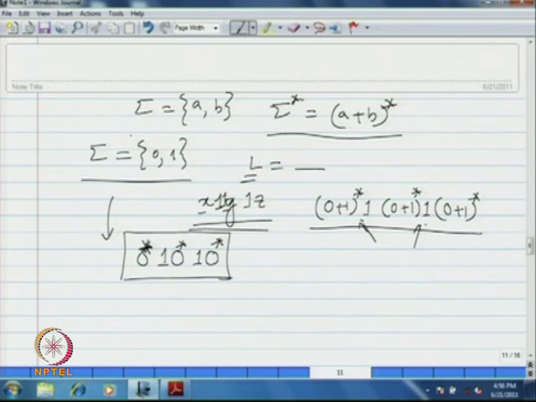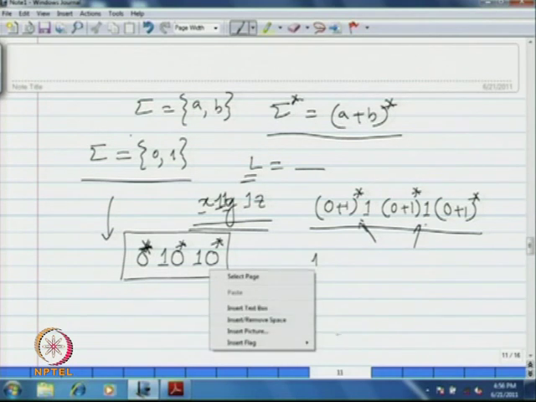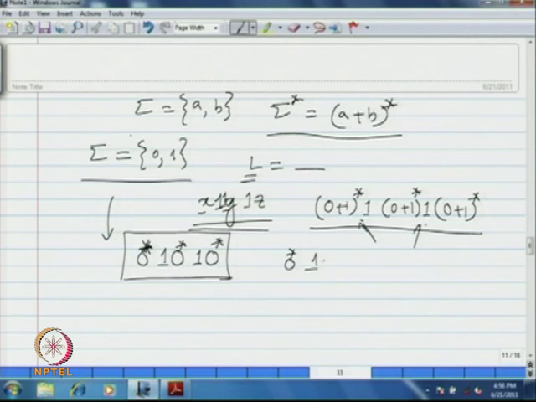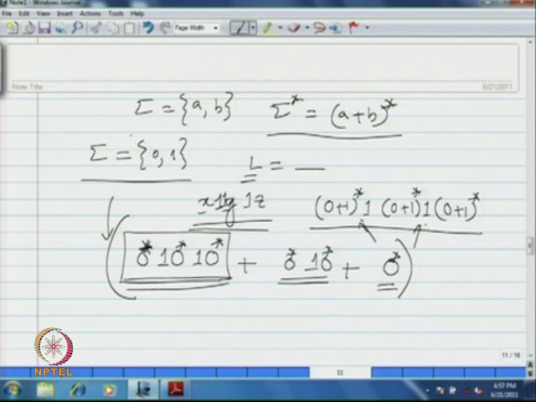So, if we want at most 2 occurrences of 1's, we should incorporate the cases with at most one 1: 0 star 1 0 star, and 0 star, only strings of 0's. This last expression covers the case where there are no 1's, the middle one covers the case where there is only one 1, and the first covers exactly two 1's. So this means the union of all these three. Hence, since we can express it using a regular expression, the language is a regular one.